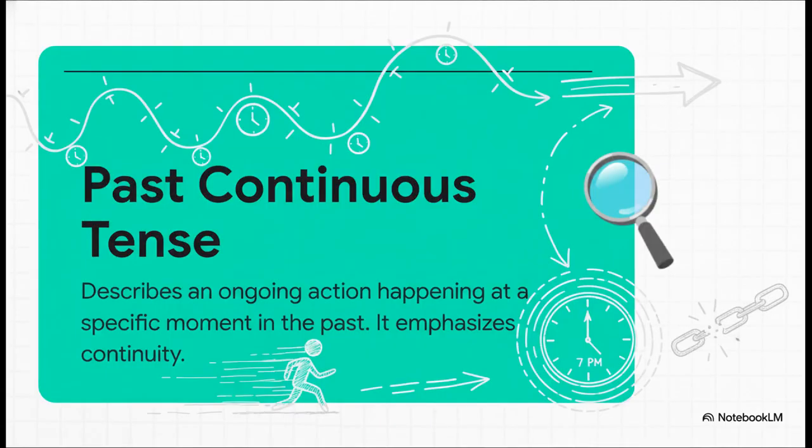So here's the official scoop. The past continuous, some people call it the past progressive, is all about actions that were in progress or ongoing at a specific point in the past. The big takeaway here isn't about the action being finished. It's all about the continuity. It's like hitting the pause button on a memory.